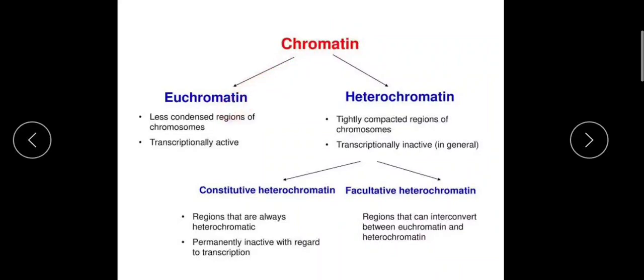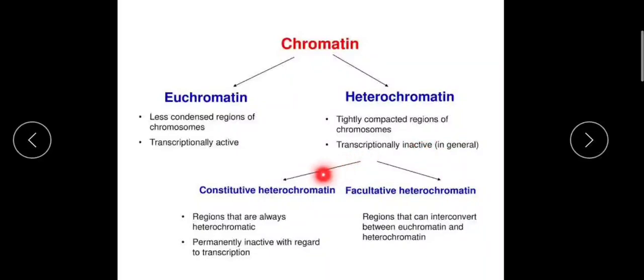Chromatin can be of two types, either euchromatin or heterochromatin. That is, the chromosome or the chromatin exists in two morphological types, either a euchromatin form or a heterochromatin form. Now what is euchromatin? Euchromatin are the regions of chromatin which are less condensed or less tightly packed, and they will be transcriptionally active regions, while heterochromatin are the regions which are so tightly packed or so compacted, and because of that they will be transcriptionally inactive regions.